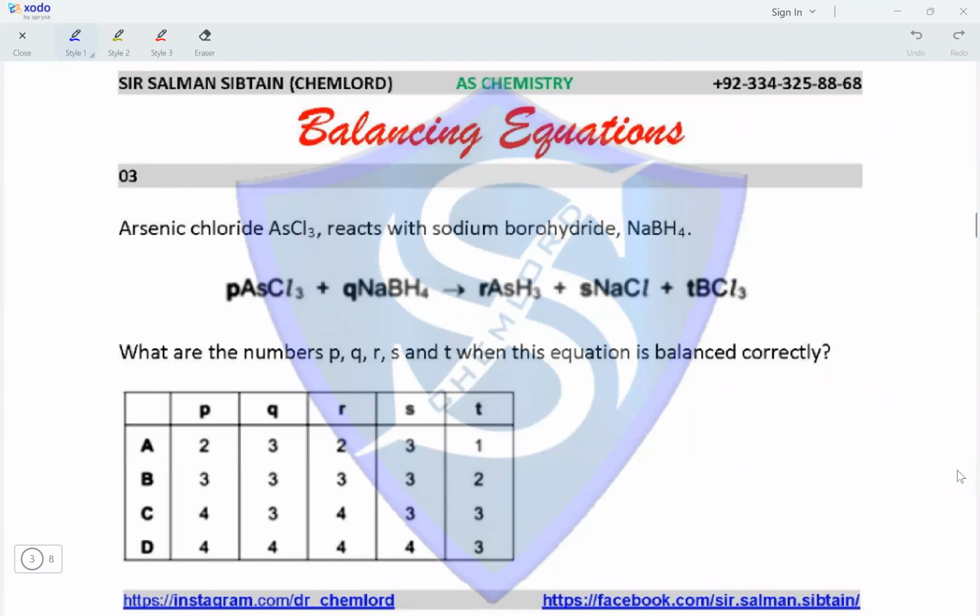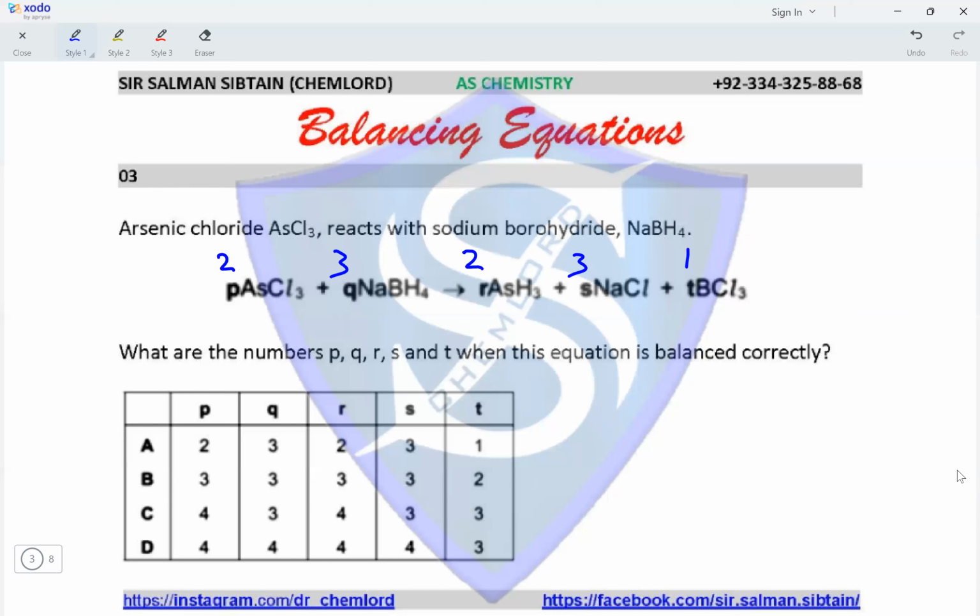Question 3. Arsenic chloride AsCl3 reacts with sodium borohydride. The equation is given. What are the numbers P, Q, R, S, and T when this equation is balanced correctly? So in order to do this, we should use each of the options and tally the number of atoms present. So for option A, we've got 2 for P, 3 for Q, 2 for R, 3 for S, and 1 for T.